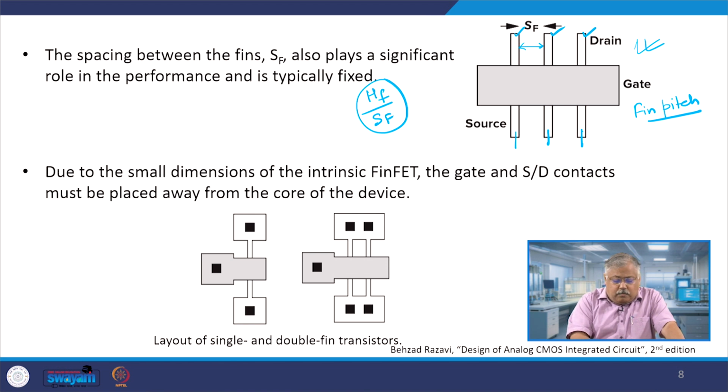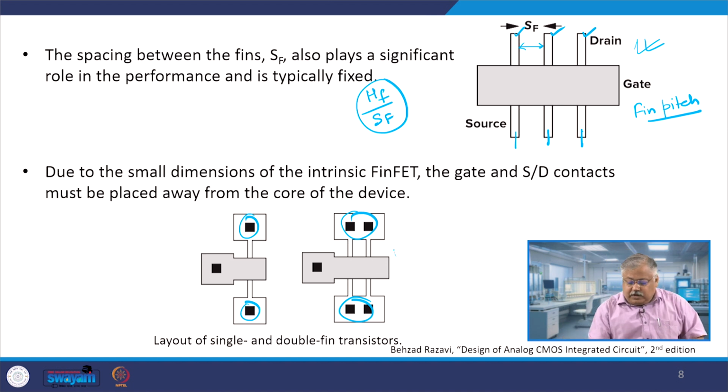Now, because of the very small dimension of the intrinsic FinFET, typically the source drain contacts, which are the black colored ones you see here, are generally placed away from the core of the device. The core of the device is this one, and your source drain contacts are typically here. So, this is a two fin structure, this is a one fin or single fin structure, and this is the gate.